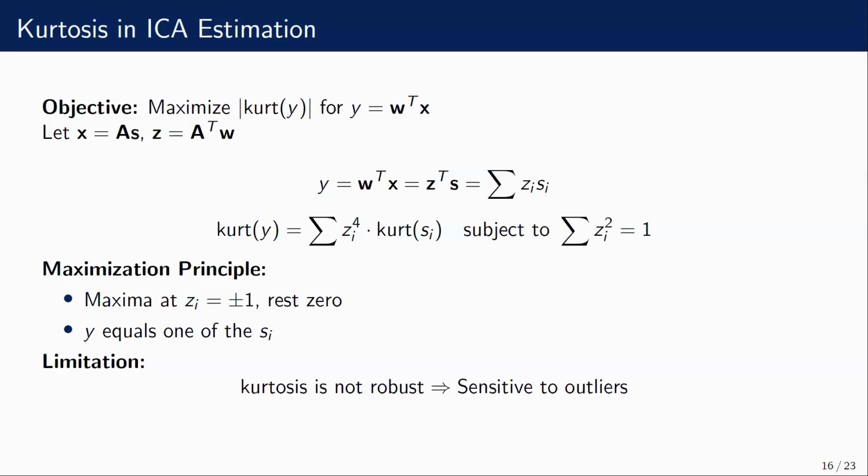We maximize non-Gaussianity by maximizing the absolute value of kurtosis, which helps us identify how far the distribution is from Gaussian. We do this by adjusting the components of projection. However, kurtosis is sensitive to outliers, making it less robust. This is why we often use more robust measures like negentropy, which we will explore next.